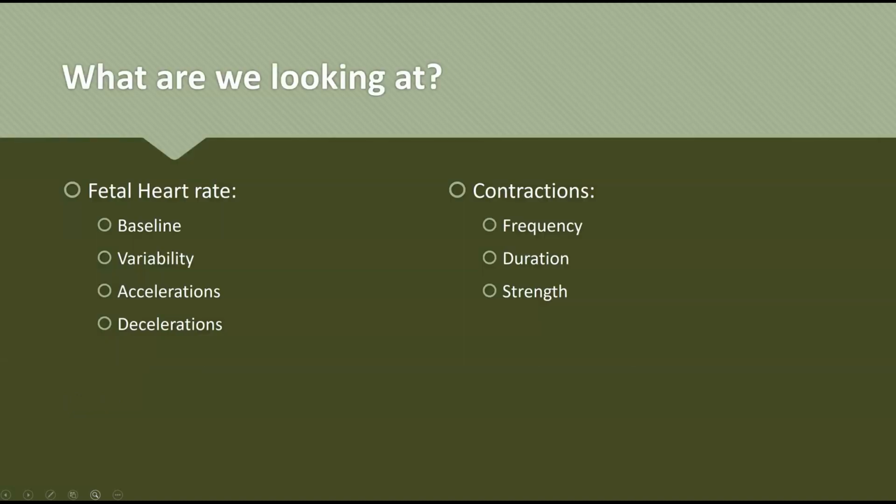So what do we look at when we put a baby on the monitor? We're looking at two different things. We're looking at the fetal heart rate, and then we're looking at the contraction pattern. So the cardiac activity of the fetus and the uterine activity of its environment. When we look at the fetal heart rate, we are looking specifically at four categories: the fetal heart rate baseline, the variability of the fetal heart rate, and then for any accelerations or decelerations in the fetal heart rate. And when we look at the contraction pattern, we are looking to see three things: frequency, duration, and strength.